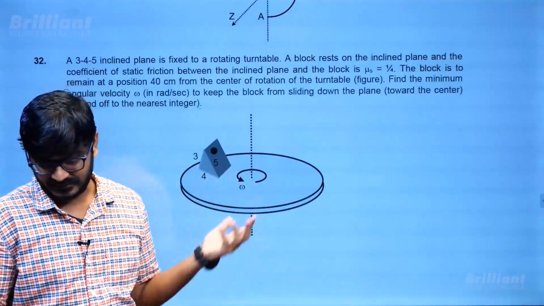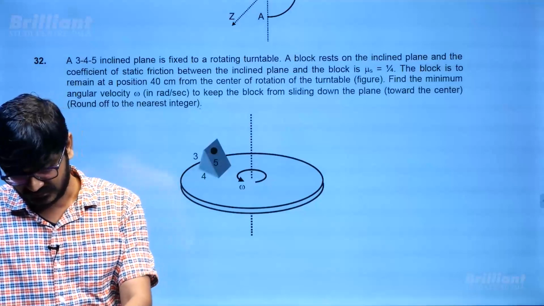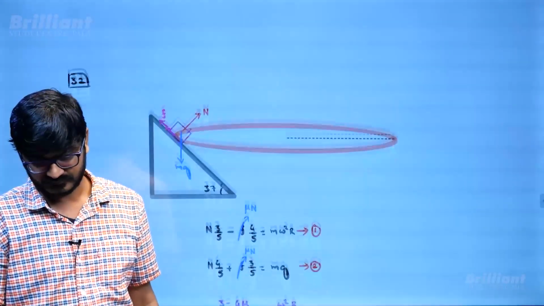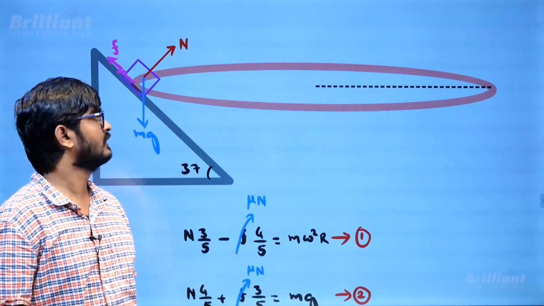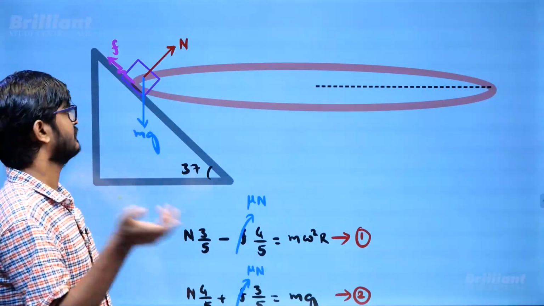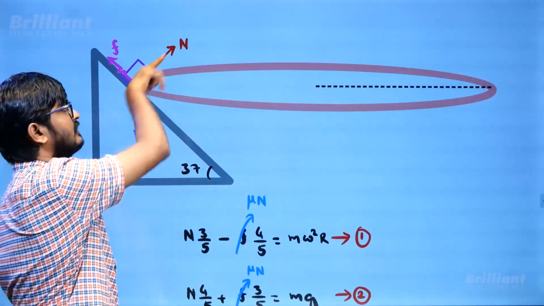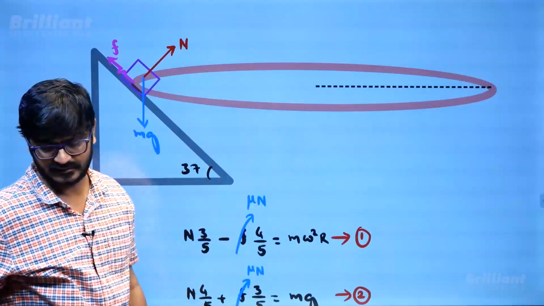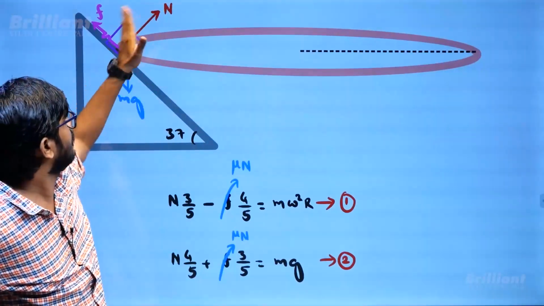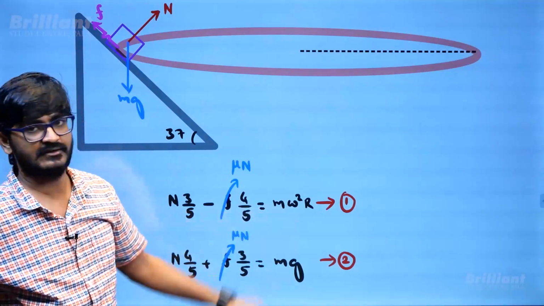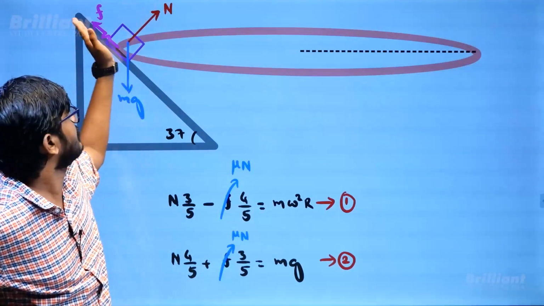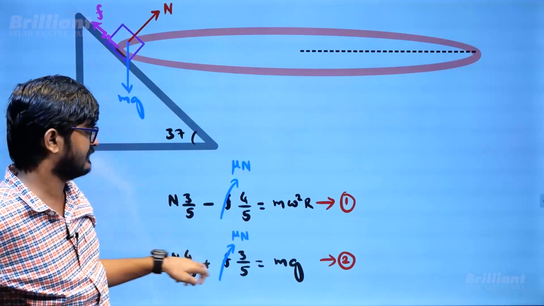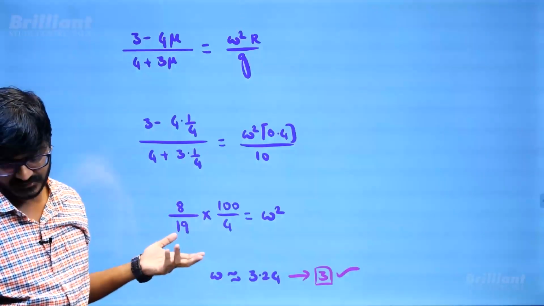There is an inclined plane and it is rotated and so on. So it is performing circular motion, right? So how many forces will be there? Mg, normal and friction. Now the net force along horizontal must be providing the required centripetal force. Normal's component minus friction's component will be providing the required centripetal force, and normal's component plus friction's component must be balancing the weight. When you solve it, you will be getting the required answer.